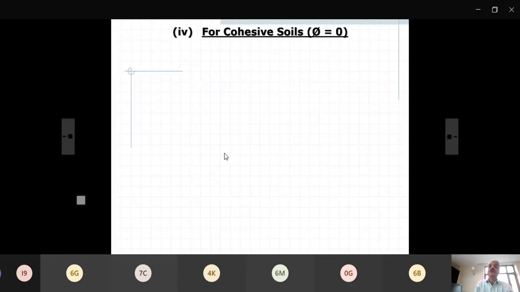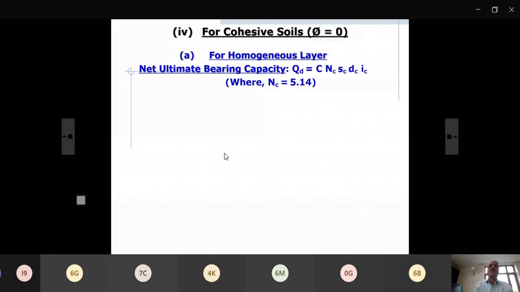If you don't want to do that, then from n value you can calculate phi value, and then from phi value go back to those calculations. Okay. So that was the C-phi type of soil. Now I come to C type of soil, where phi equal to 0, cohesive soil, clay soils, maybe sometimes silty soil also.